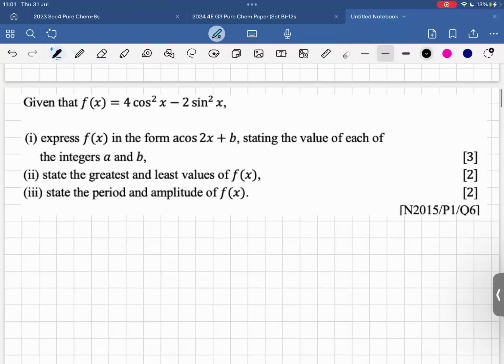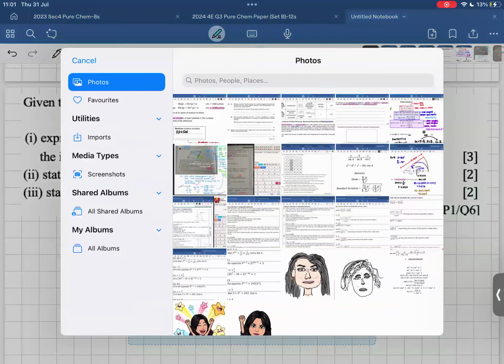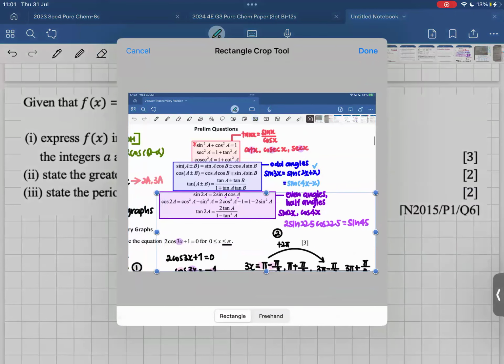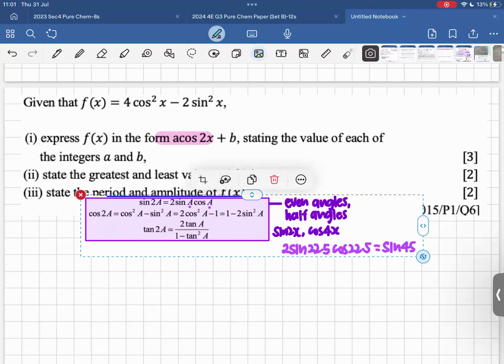Okay, let's look at this question here. So this one, they want me to express my f(x) in the form of a double angle. So what I will do is I will take out my formula sheet. I got three different sections that we always talk about. Double angle will be my last section from here.